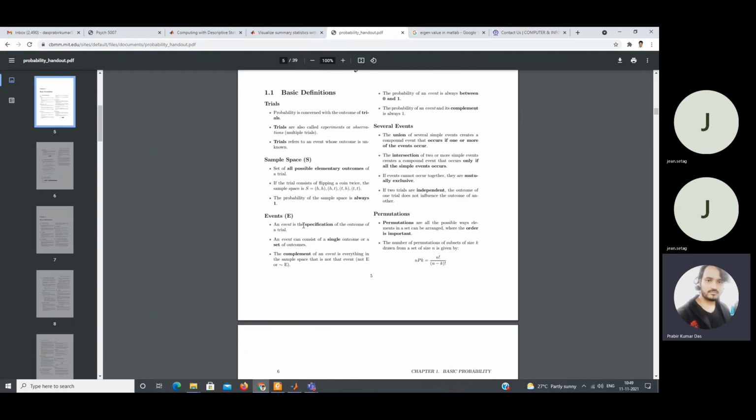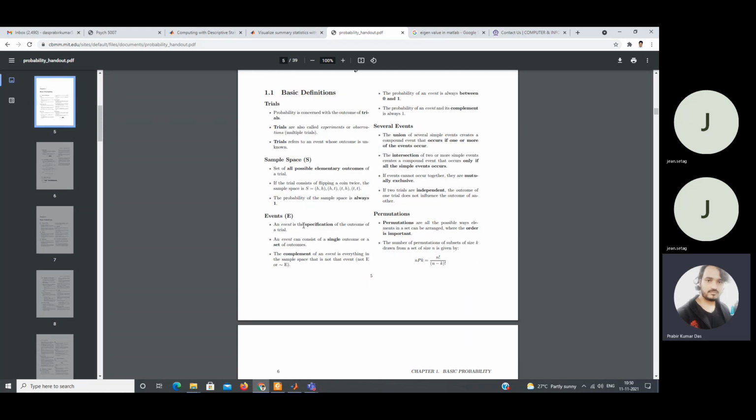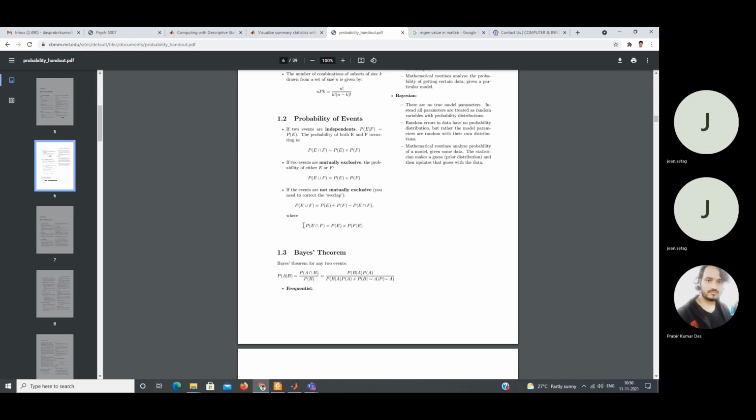So you know about the basics of probability theory? I mean, you were taught in class 12, but you may have forgotten something about it. You just have to know some basics. You can also study.